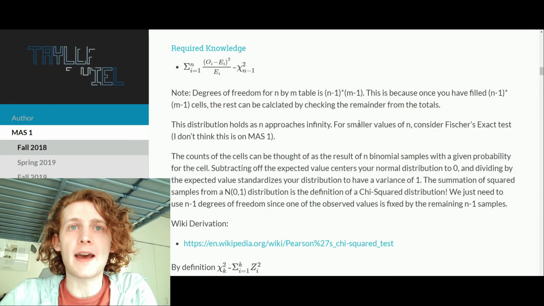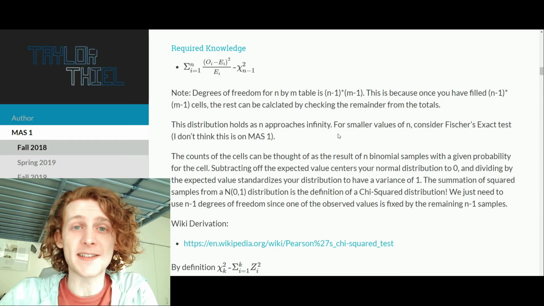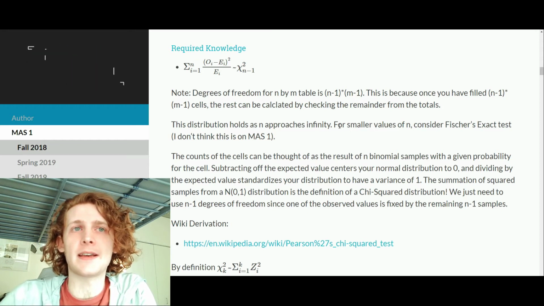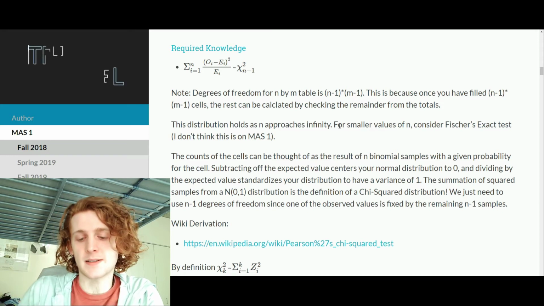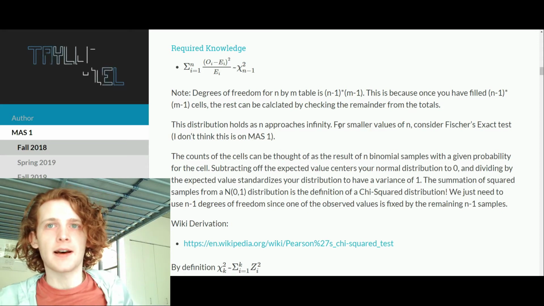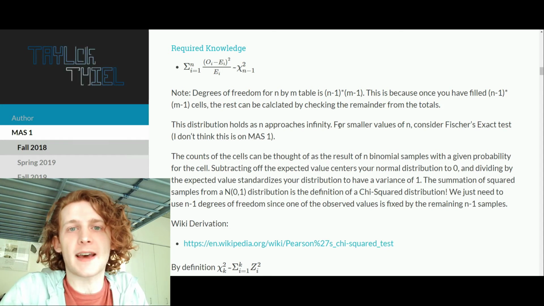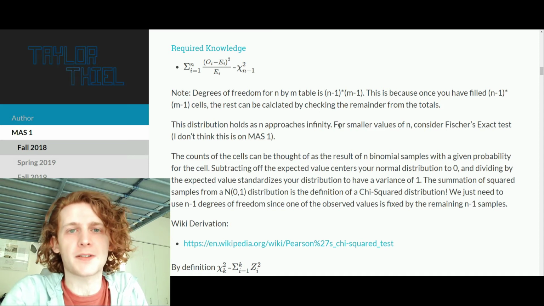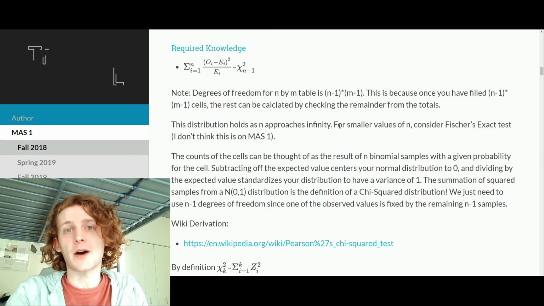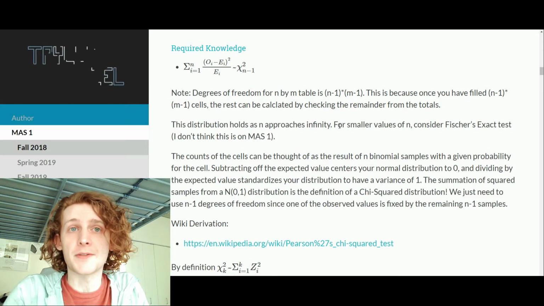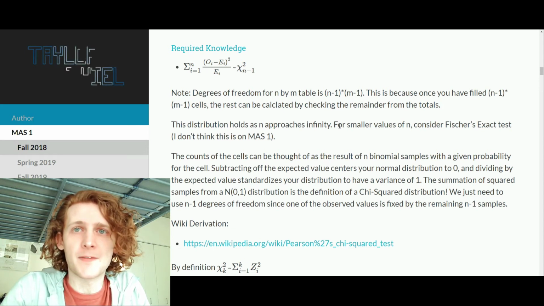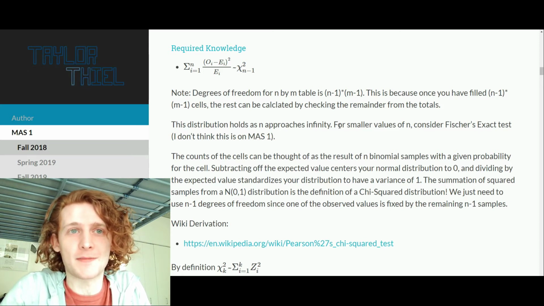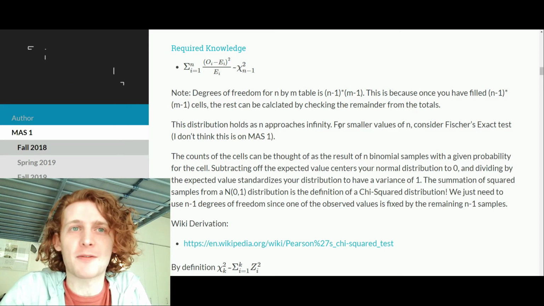The final comment I have here, and again, feel free to pause and just read this if you prefer to read than to listen to me, is that this is assuming a large n. If n is small, you would want to use a Fisher's exact test. So instead of doing this binomial approximation, which gets you to the chi-square distribution, you can instead actually calculate exact p-values. I don't believe Fisher's exact test is on MAS1, so feel free to ignore this for those specifically studying for that, but just thought I'd throw it out there.